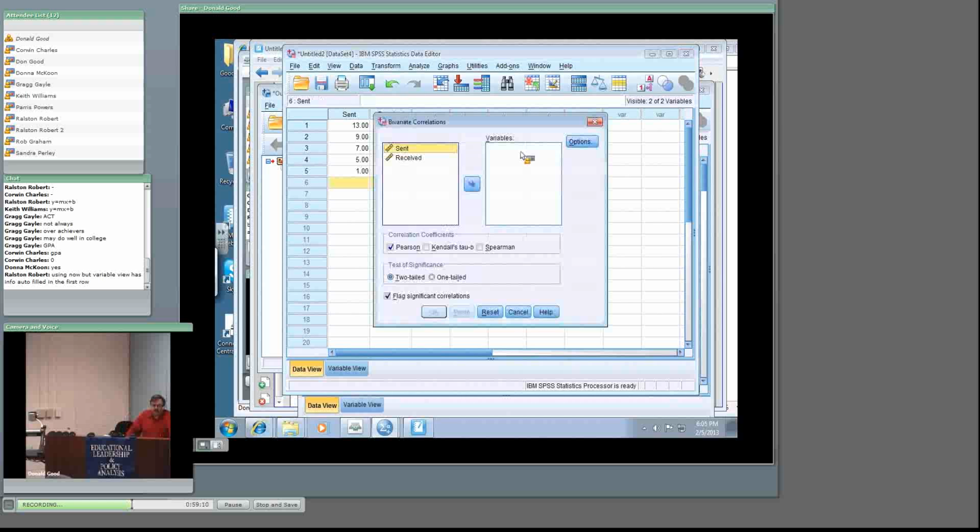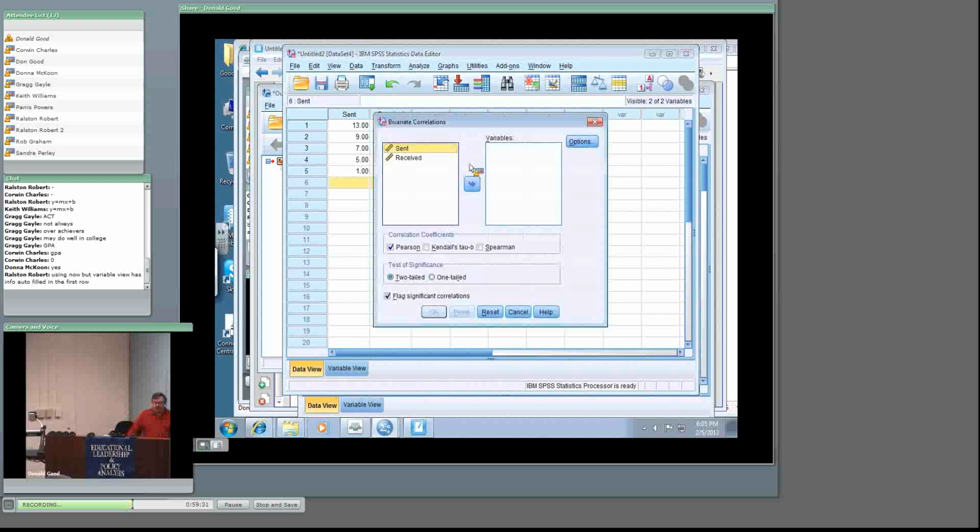Now notice the couple of boxes. Again, this is the same case we've seen before. The box on the left has every variable we've got. I'm going to select the variables we want to talk about and put those on the right. In this case, it's both of them. Notice a couple other things.